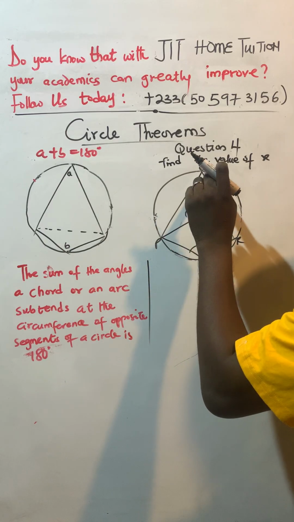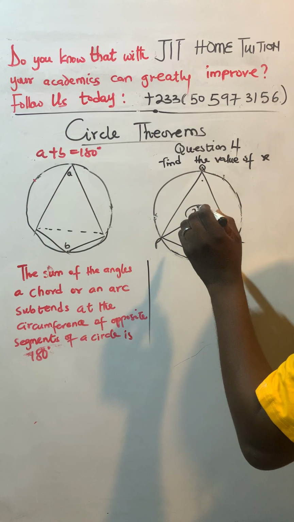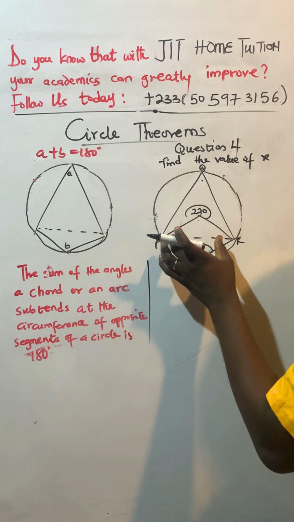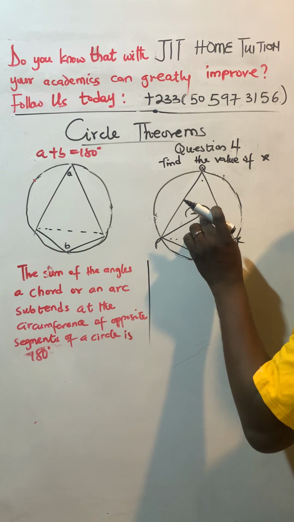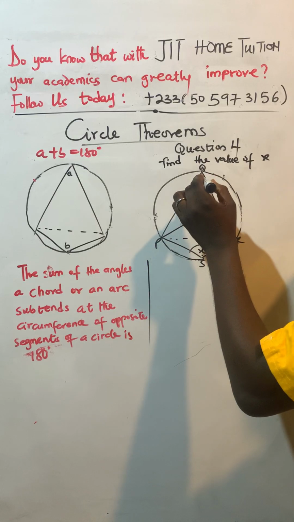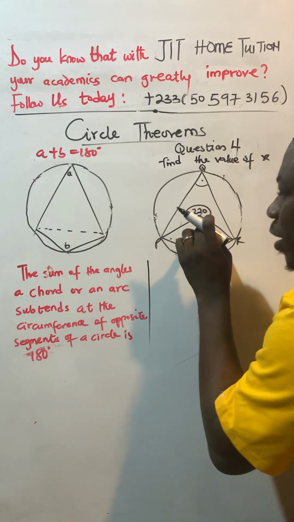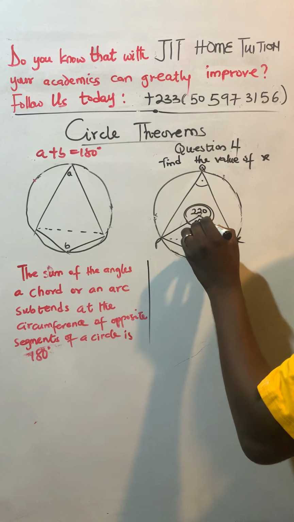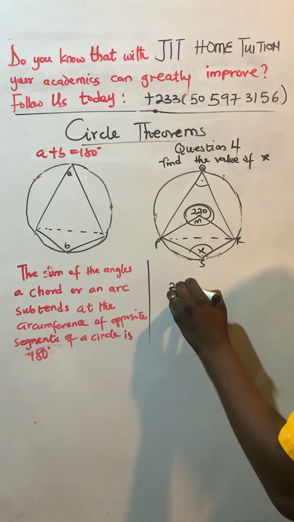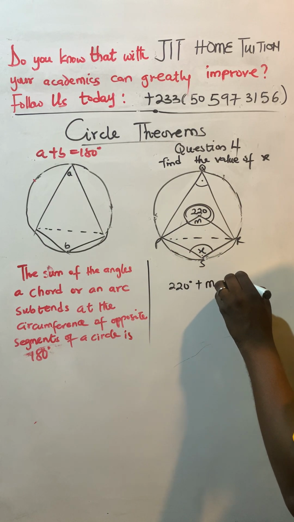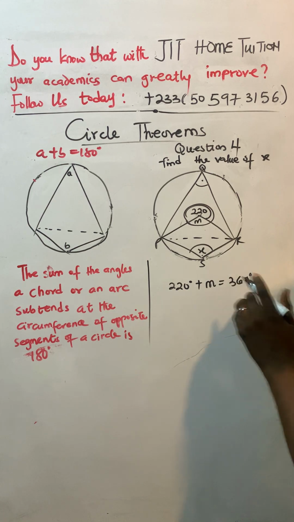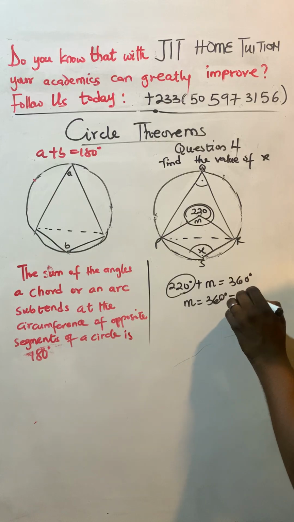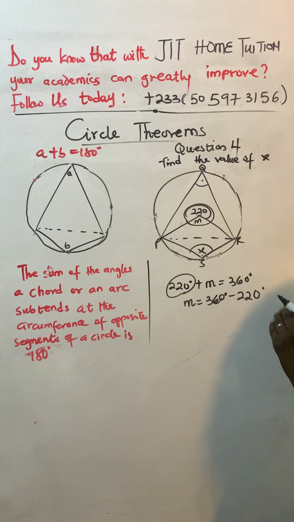For you to get the angle here, now we are saying that when the chord subtends at the center, the angle created at the center is equal to twice the angle created here. So how do we get the angle at the center? We immediately come here. Let's say that this side is m. So 220 degrees plus m equal to 360 degrees. All right, so we make m the subject. You have m equal to 360 degrees minus 220.